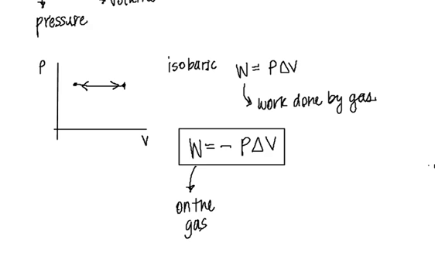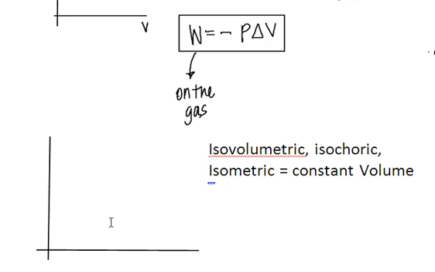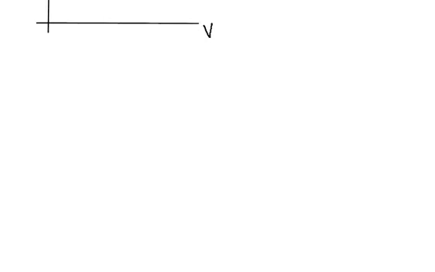Okay, so for an isovolumetric process, let's put pressure on the y-axis and volume on the x-axis, and this process would look something like this, where you can either increase pressure or decrease pressure, but the volume stays the same. That is the definition of iso: same, constant volume.